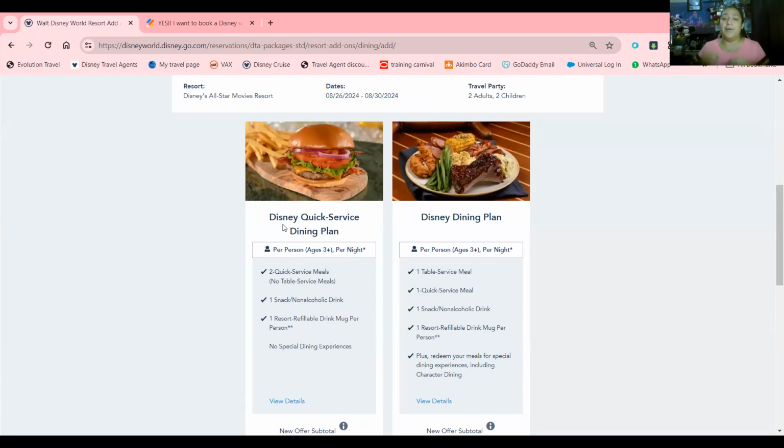If you or your client want to experience the fulfillment or even the characters, because this is where you can get your characters and reserve those character dinings, it has to be this one. Just because they have the quick service does not mean they're going to be able to sit down in a restaurant where characters come in. Does that make sense to everybody? Okay, there's two separate things.